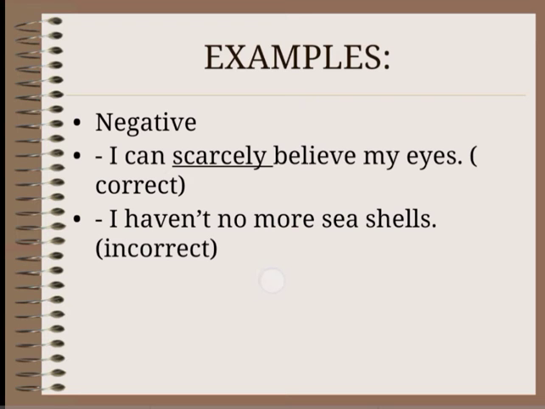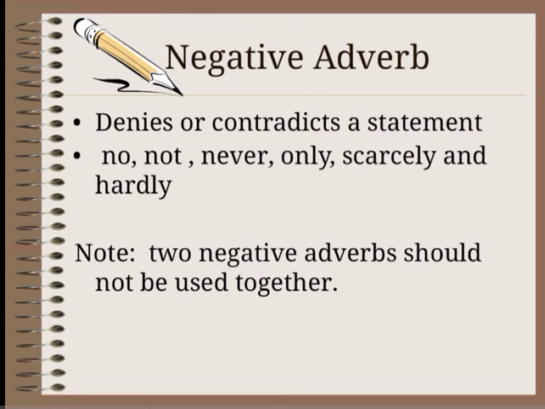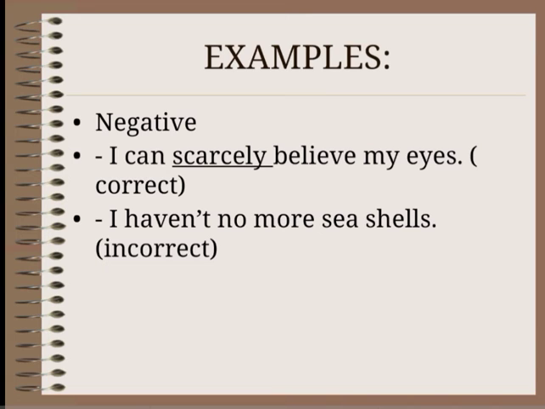So in the previous sentence, I showed you that two negative adverbs should not be used together. So here are the two negative adverbs. This is the magical trick. You cannot use two negative adverbs in a sentence. But in the second sentence, we used to hear I haven't no more seashells. So haven't and no, two negative adverbs, are used here. So this is called the incorrect sentence. So you have to be very careful using negative adverbs in these sentences. If you are using two negative adverbs, the meaning will be different.